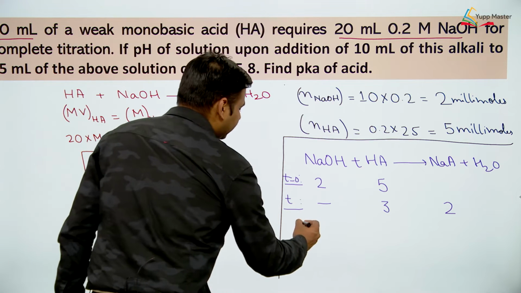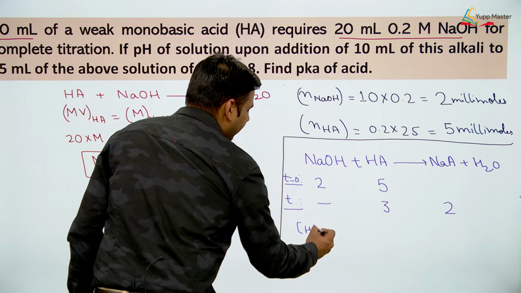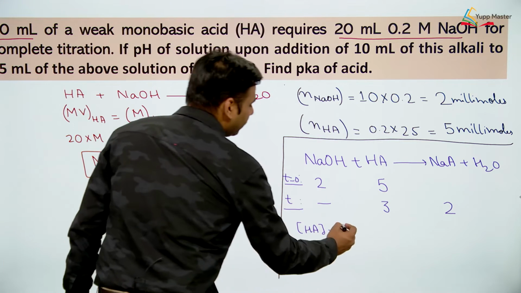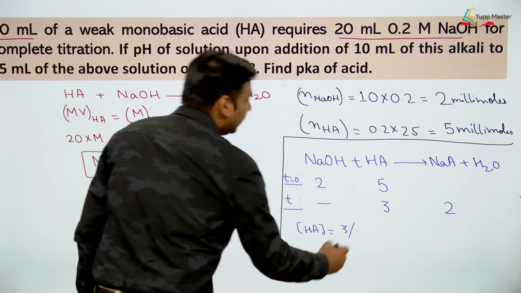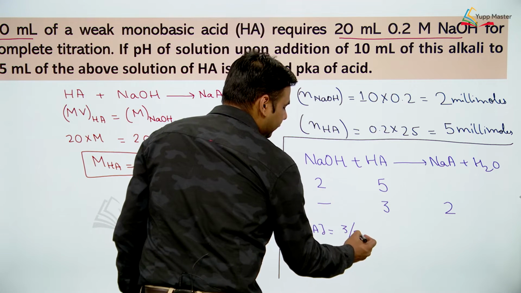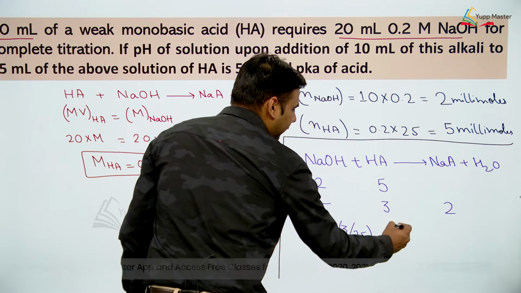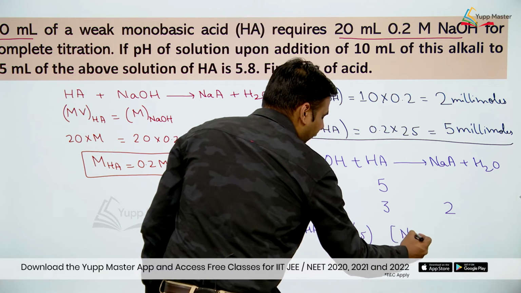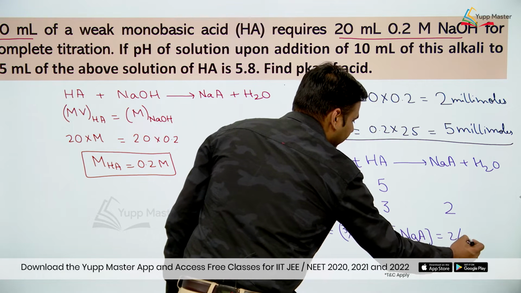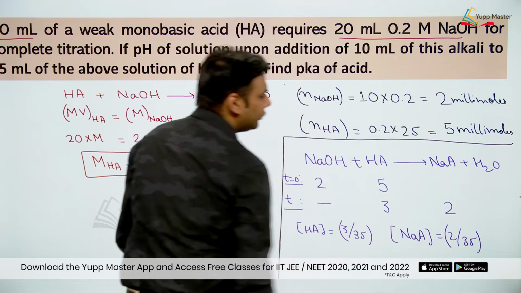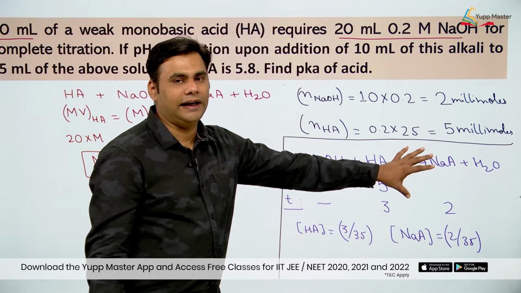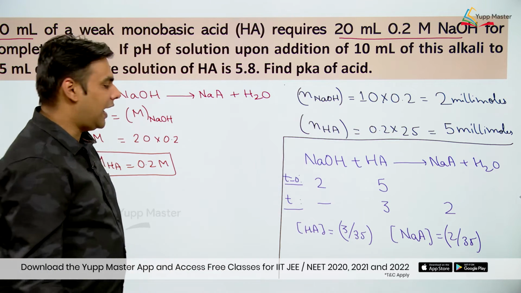So the concentration of HA finally would be number of millimoles upon total volume. So the total volume over here is, we are mixing 10 ml of this and 25 ml of this. So this is 35 and the final concentration of NaA would be 2 upon 35. So basically in the final solution, we are having HA and its conjugate A negative. So this is again an acidic buffer.